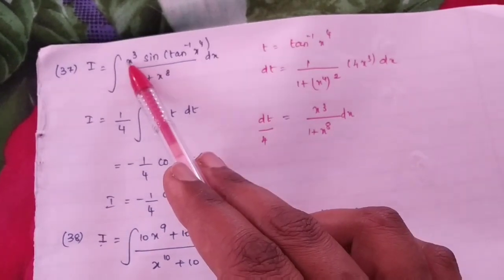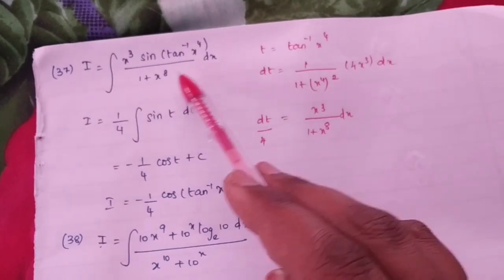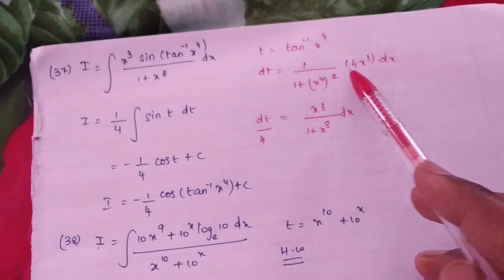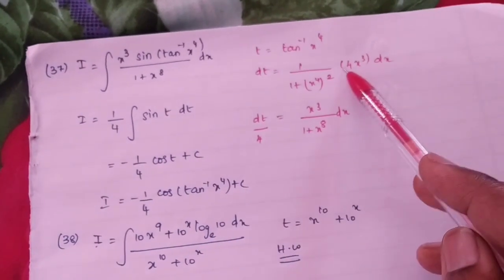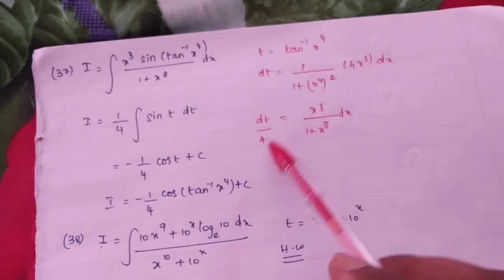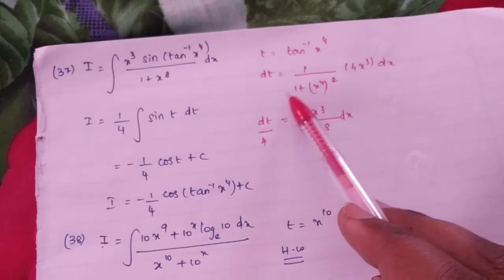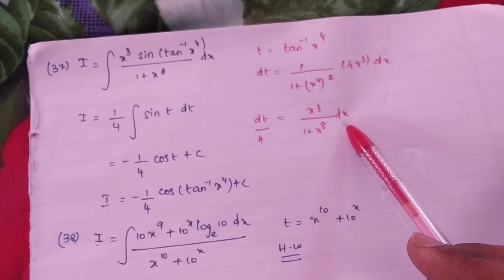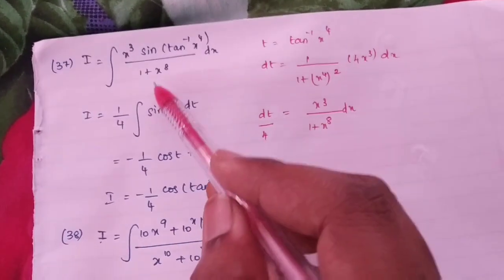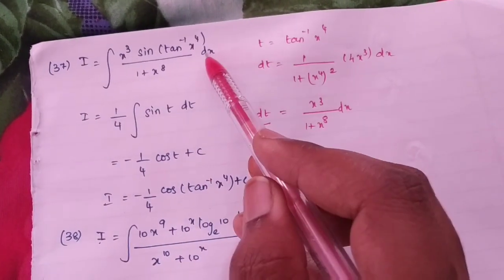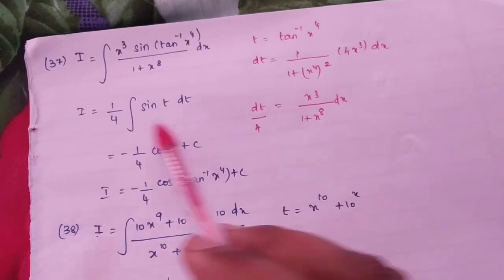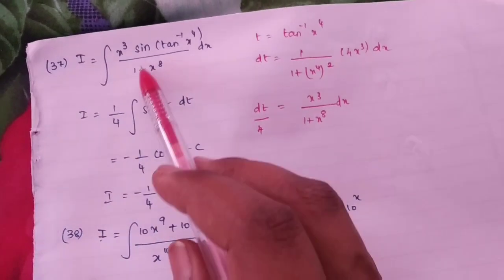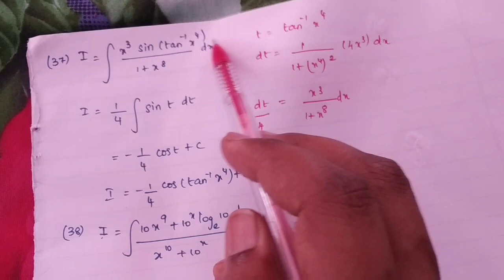Now, see this. Here you have x cube divided by 1 plus x power 8 into dx. But we don't have 4 here in this integral. So, we are bringing this 4 here. Therefore, dt by 4 equals x cube divided by 1 plus x power 4 the whole square, which is nothing but x power 8, into dx. Therefore, in the place of x cube by 1 plus x power 8 dx, you are writing dt by 4. 1 by 4 I am taking outside dt. Now, this term is over.